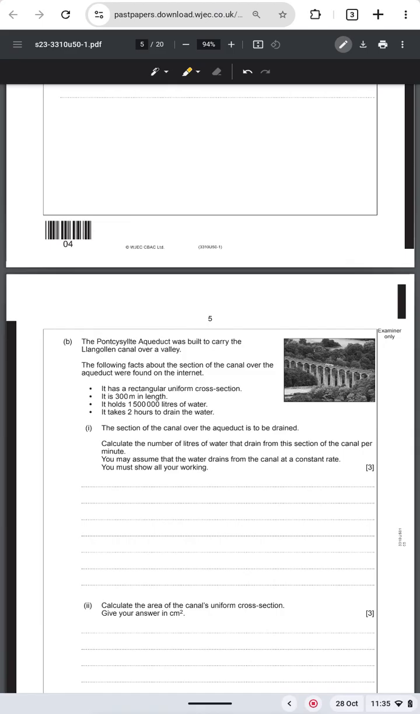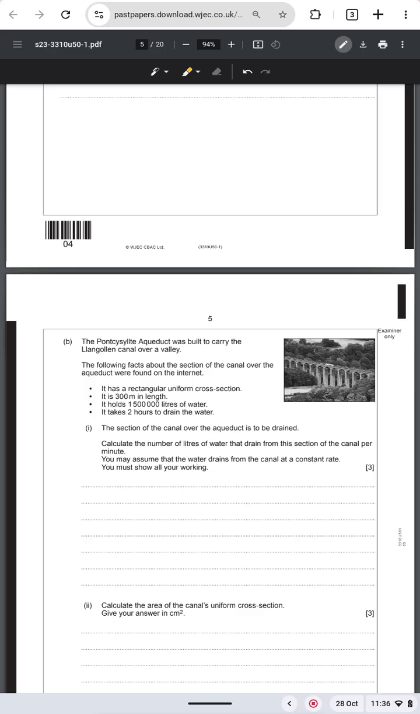So the aqueduct was built to carry the canal over a valley. The following facts about the section of canal over the aqueduct are found on the internet. It has a rectangular uniform cross section. It's 300 metres in length. It holds 1,500,000 litres of water, and it takes 2 hours to drain. The section of the canal over the aqueduct is to be drained. Calculate the number of litres of water that is drained from this section of the canal per minute. You may assume the water drains from the canal at a constant rate. You must show your workings.